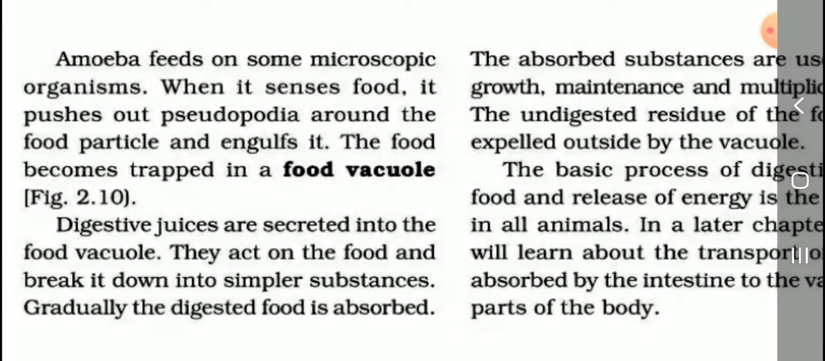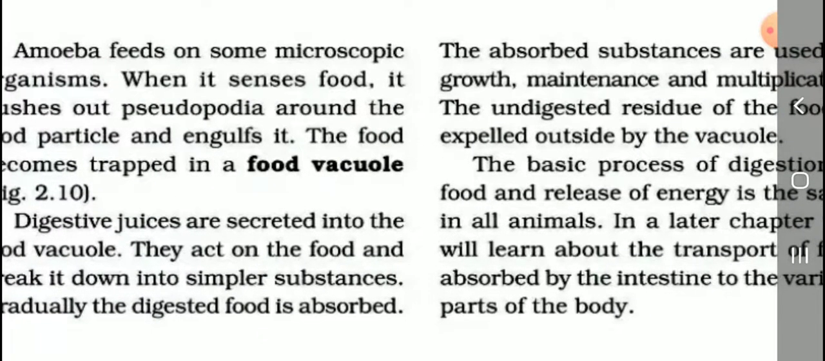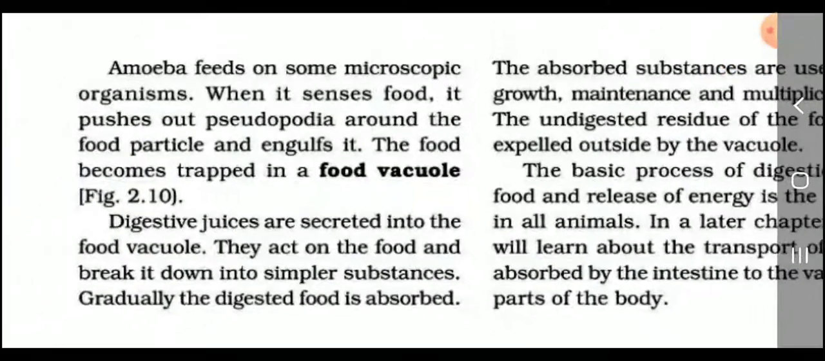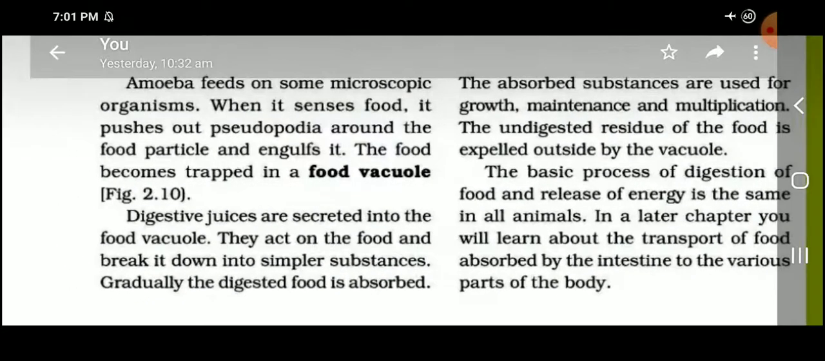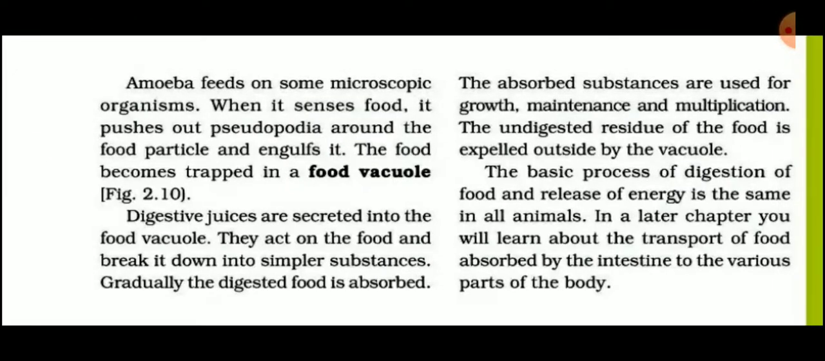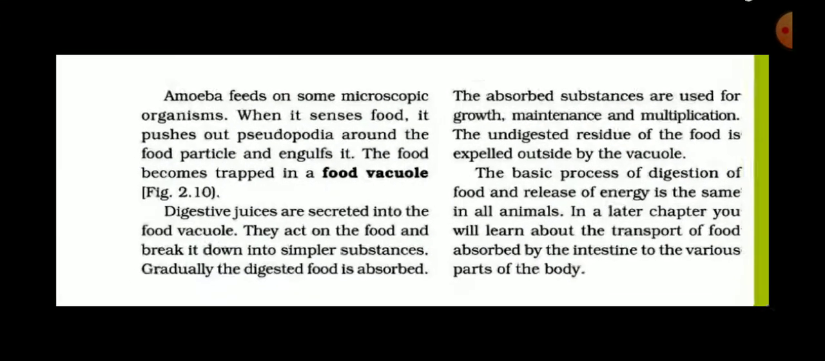Listen, the pseudopodia surround the food particles and engulf them. The food becomes trapped in a food vacuole. The digestive juices are secreted into the food vacuole. They act on the food and break it down into simpler substances. Gradually the digested food is absorbed. The absorbed substances are used for growth, maintenance and multiplication. The basic process of digestion of food and release of energy is the same in all animals. In a later chapter you will learn about the transport of food absorbed by the intestine to the various parts of the body.